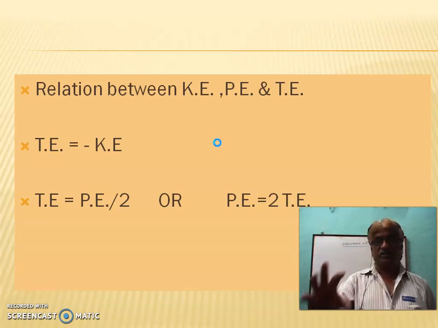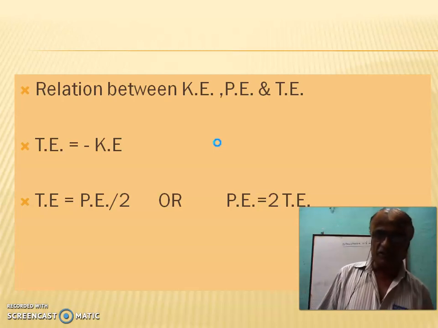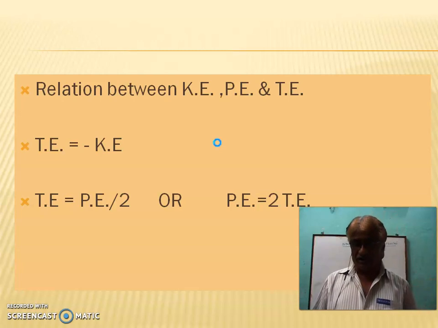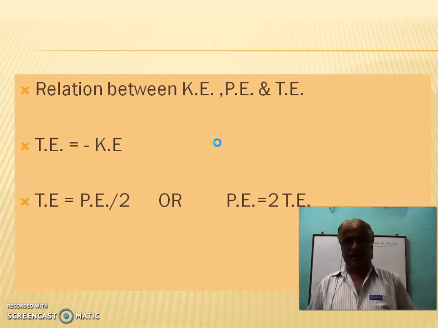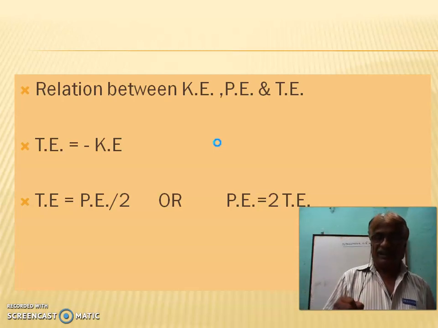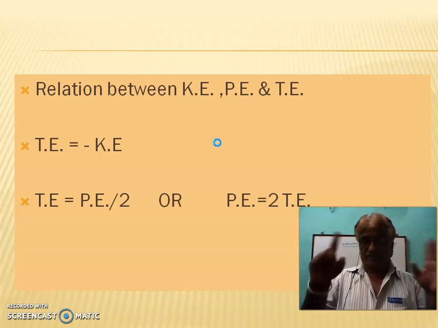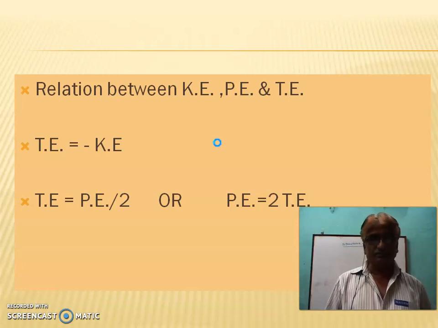From these three formulas we can give the relationship between kinetic energy, potential energy and total energy. If we see kinetic energy and total energy, then we conclude that kinetic energy equals minus total energy, or total energy equals minus kinetic energy, and both have the formula m raised to 4 upon 8 epsilon 0 square h square n square, with a negative term.